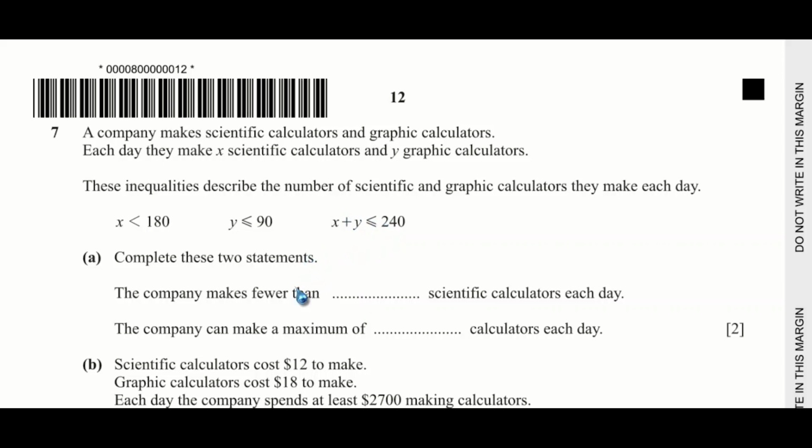Complete these two statements. So the company makes fewer than 180 scientific calculators each day. So the company can make a maximum of 240. Okay, as you can see here, 240 calculators each day.